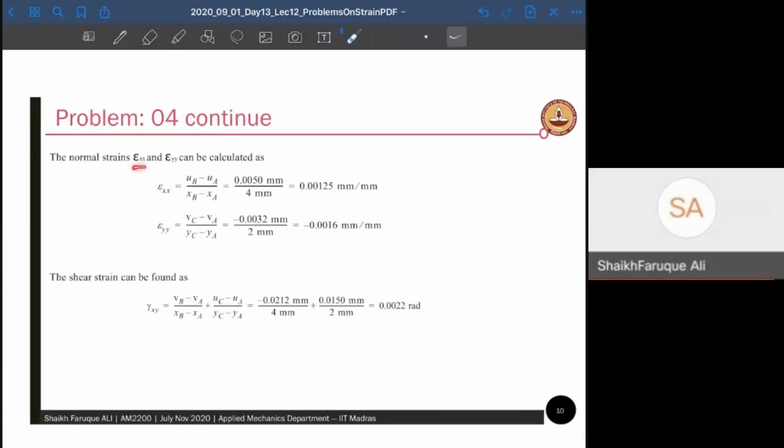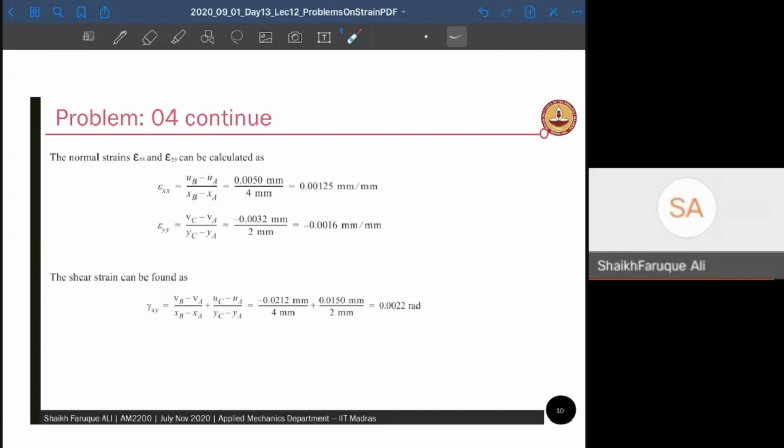Now epsilon xx is deformation of B with respect to A along x direction by the original length, right? So that comes out to be 0.005 divided by 4, and that is 0.00125 millimeter per millimeter. Similarly, epsilon yy will be deformation of C along y direction divided by the original length, that was AC. So you get a value like this.